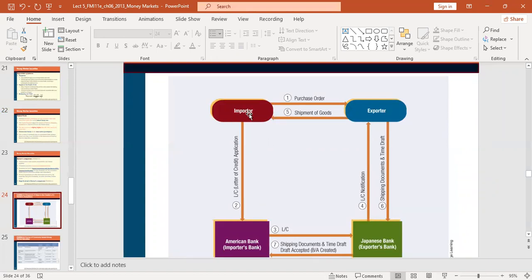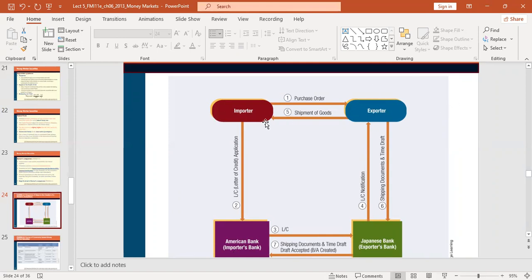So what happens is the importer will need to have a bank. That will be the importer's bank. The exporter will also need to have a bank. That will be the exporter's bank. So these two banks will deal with each other. And by so doing, the fears of these two guys has been reduced.